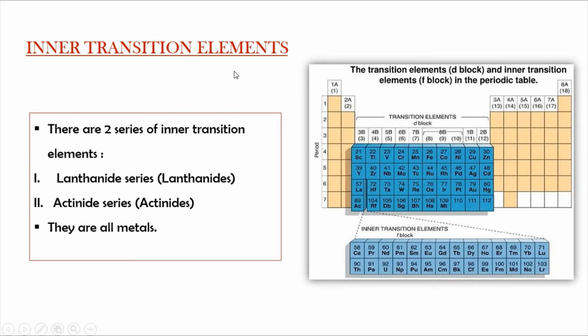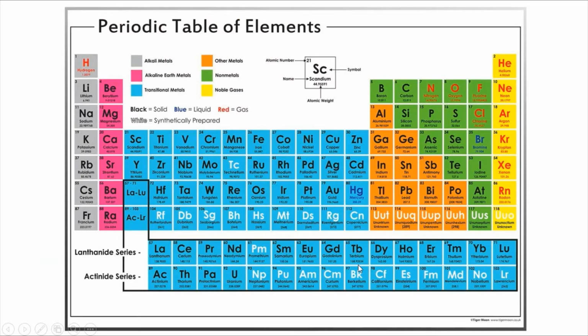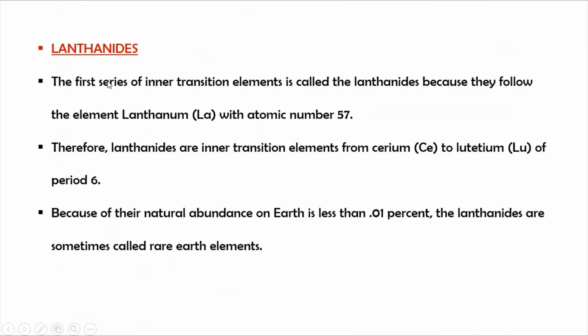Then inner transition elements. There are two series of inner transition elements, lanthanide series or lanthanides and actinide series or actinides. They are all metals. The first series of inner transition elements is called the lanthanides because they follow the element lanthanum with atomic number 57.